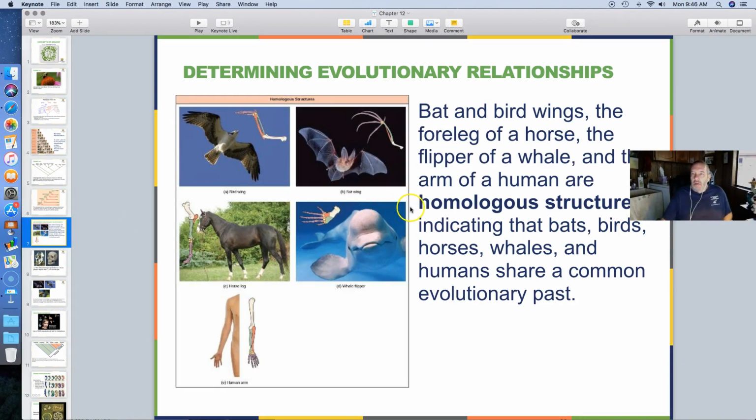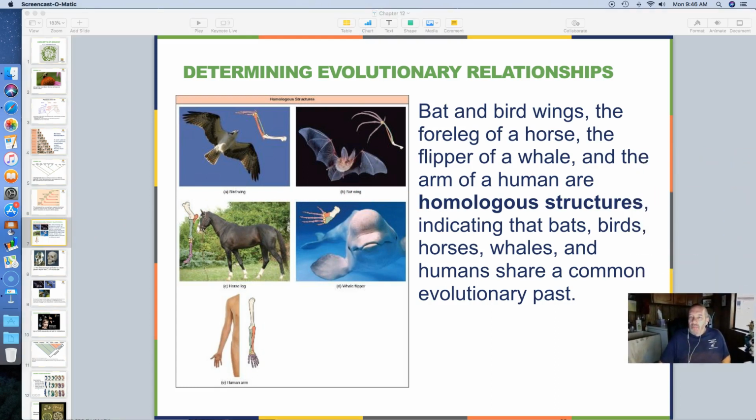So again, I mentioned a little bit ago that we can look at physical characteristics in determining how species are related to each other, looking at external structures, and we already talked about homologous versus analogous structures. Wings that both bats and birds have, they're both wings. They evolved evolutionarily in a similar fashion.